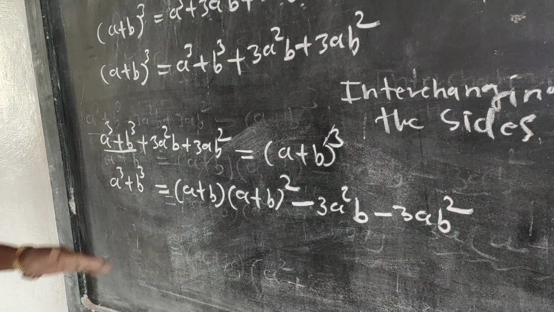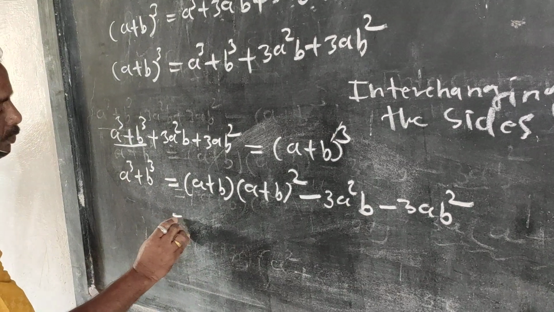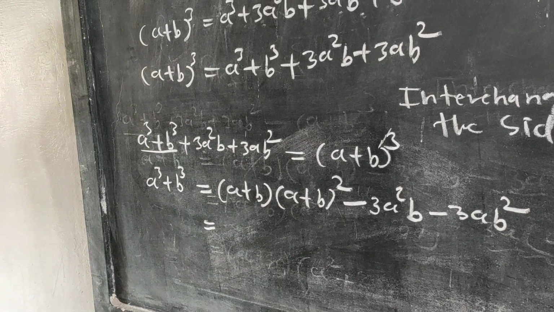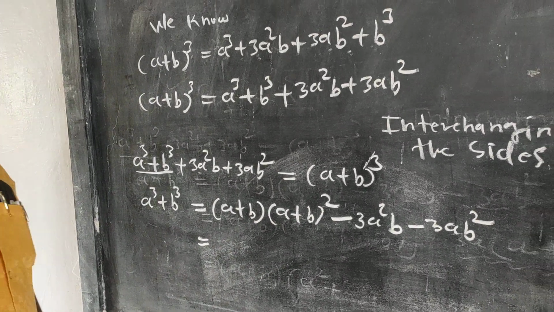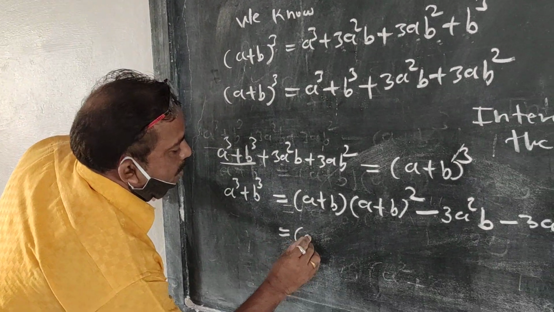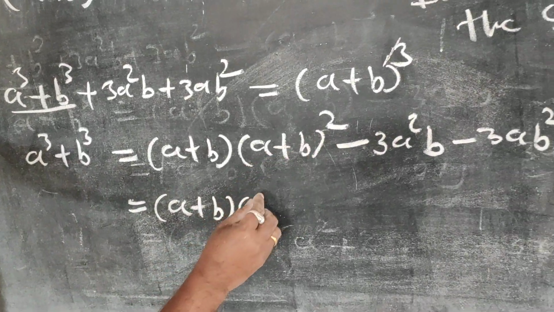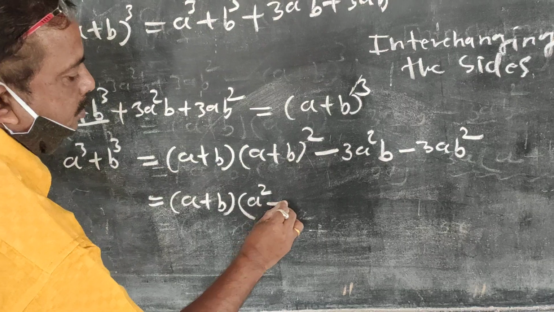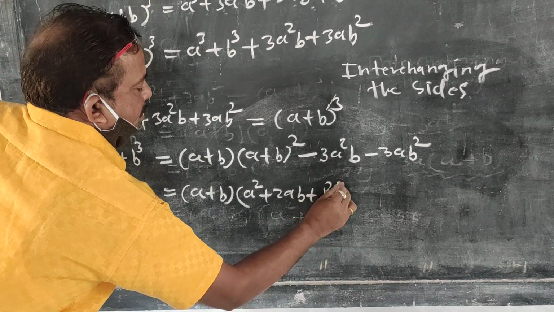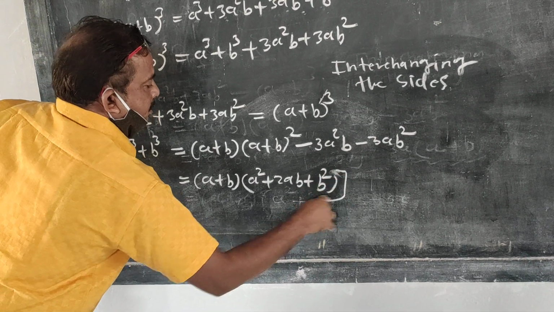So students, the next step: we will solve a plus b whole square. We know the formula for a plus b whole square. What is the formula? a square plus 2ab plus b square. So we will write a plus b as it is, and a plus b whole square as a square plus 2ab plus b square, and we will close this bracket as the first term.